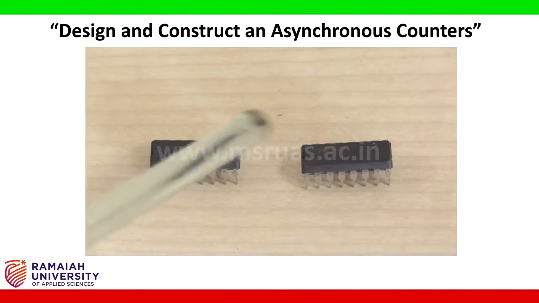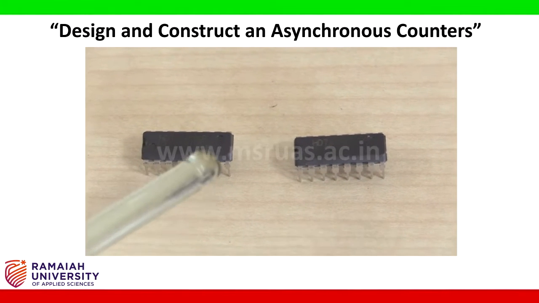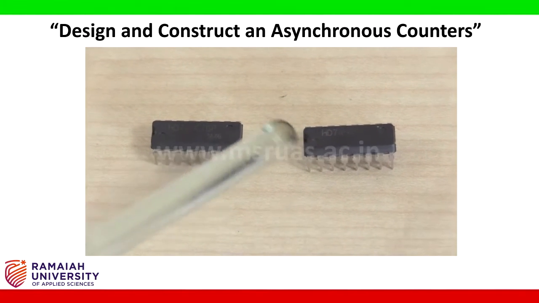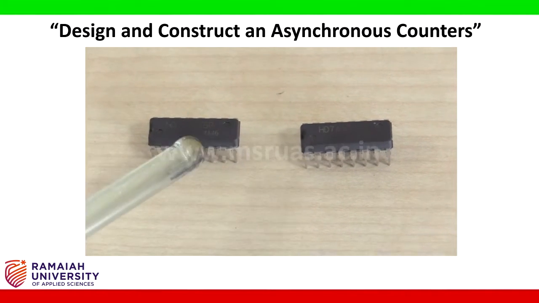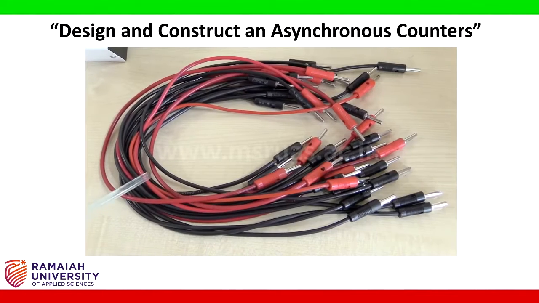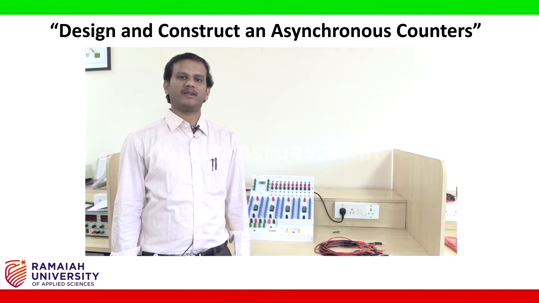7476 ICs. These are the two 7476 ICs which we are using to perform asynchronous up counter and down counter. Both ICs are 16 pin ICs, and patch cords are used to connect the circuit. Now let us connect the logic circuit based on the given logic diagram.